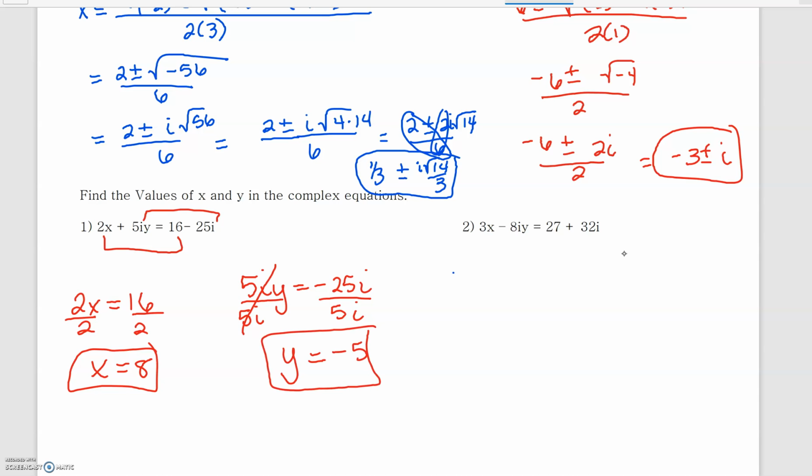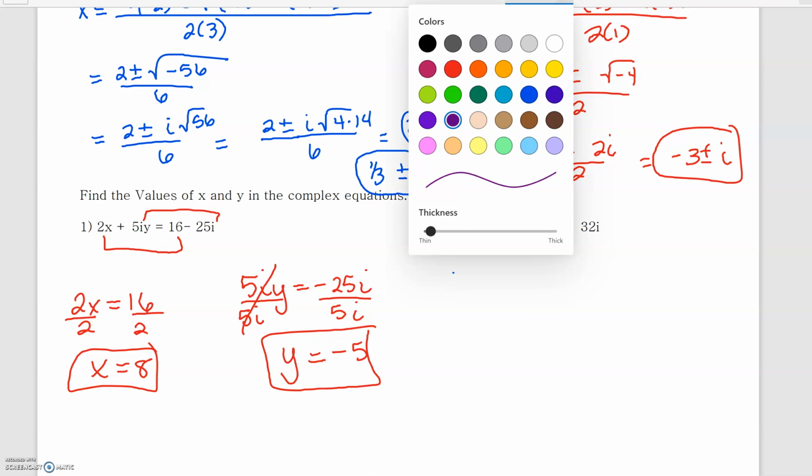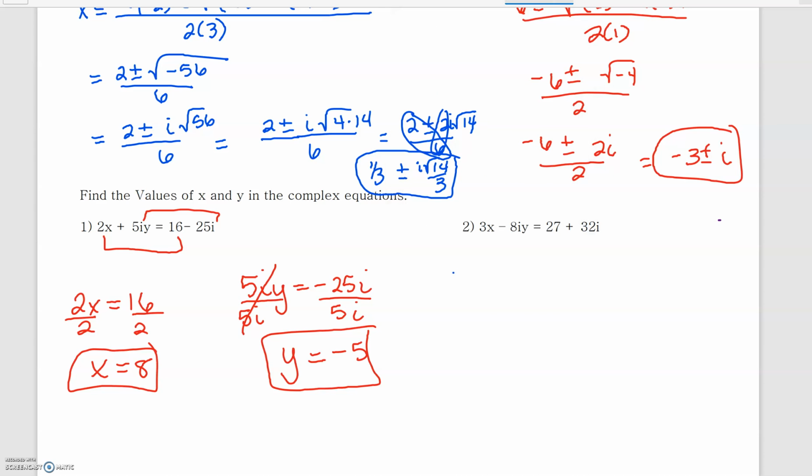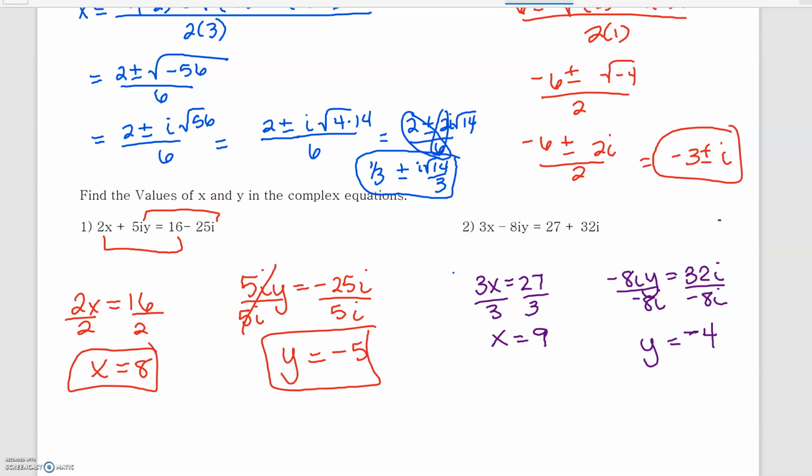So go ahead and try number 2 and put the real equal to the real and the imaginary equal to the imaginary and solve. And you should get 9 and negative 4.